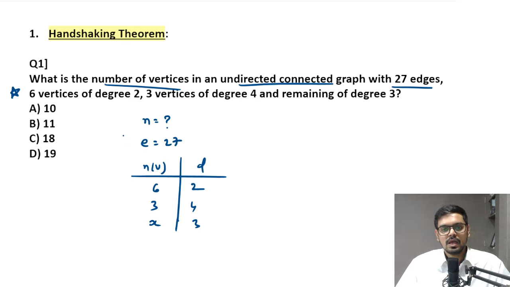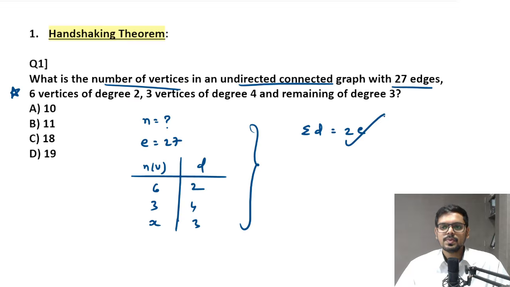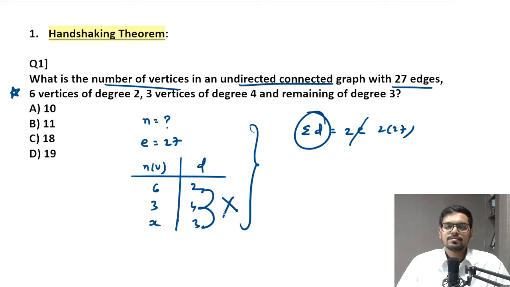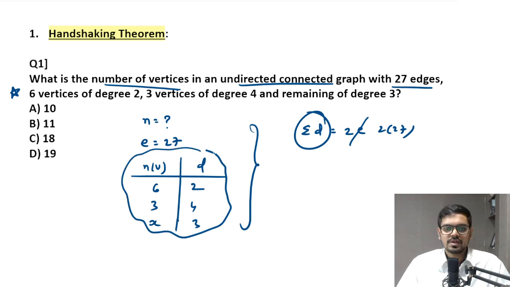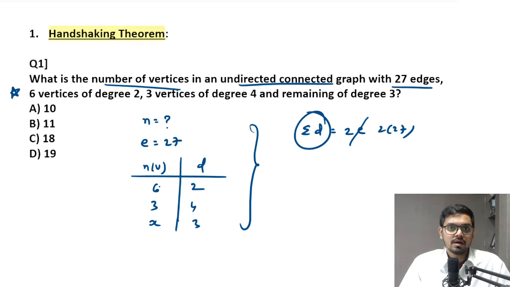So can you find the number of vertices in the graph? Yes, we can, by looking at the degree and edges data. The handshaking theorem says summation of degree is equal to twice the number of edges. Since E is 27, this is 2 into 27. Now what about summation of degree? Some students say 2 plus 4 plus 3. Wrong. That is not the summation of degree because this data is in the form of a frequency table. This is not raw data like we have seen in the class. Now use the statistics concept.